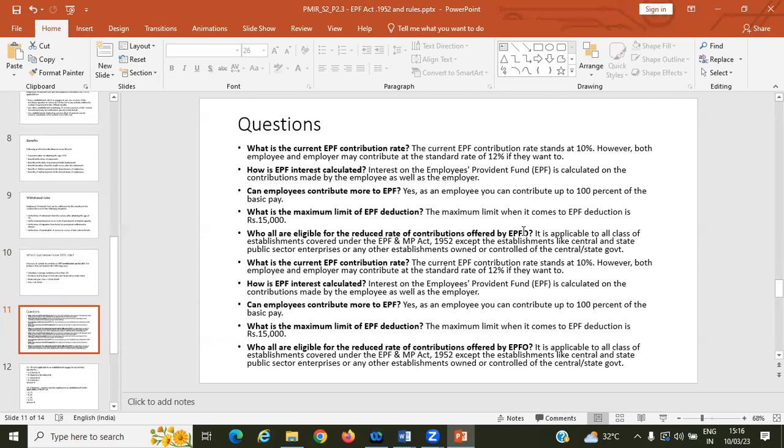What is the current EPF contribution rate? How is EPF interest calculated? Interest is calculated based on the contribution that the employee and employer are both giving. The total amount is deposited in your account, not only your contribution. Whatever the employer is giving and the employee is giving, the interest is calculated on both. Can employees contribute more than EPF? Yes.